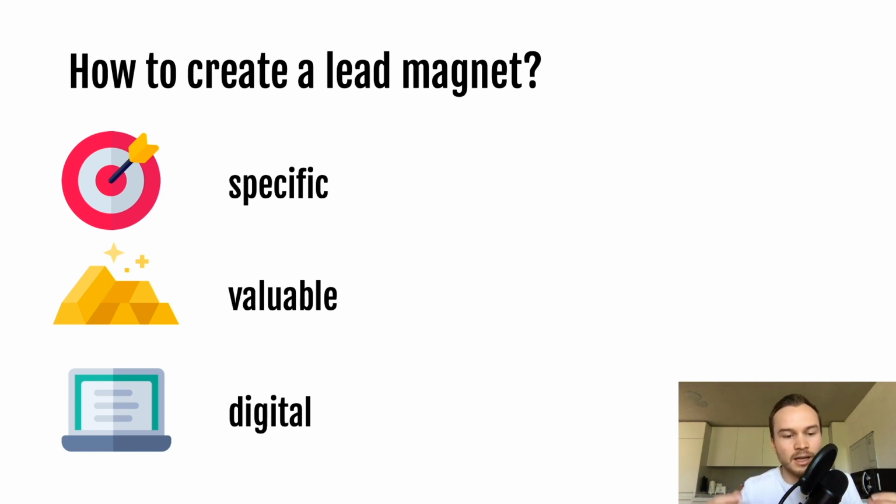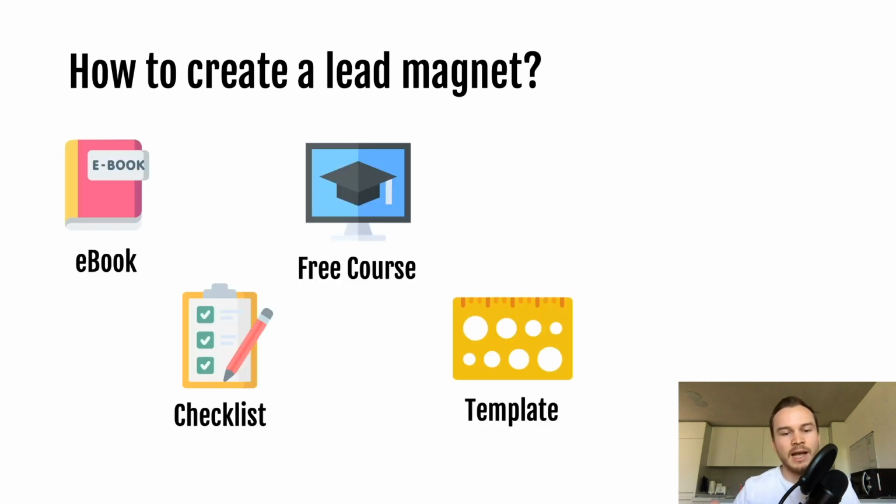Now, the third thing is it needs to be digital. So you need to be able to easily deliver your lead magnet to your audience. Now, let me give you some examples of good lead magnets that you can give away in exchange for somebody's email address. So what I like to give away is an ebook. What also is a great idea is to give away a checklist or a free mini course, maybe an hour long or something, or templates. And templates are good if you have a photography channel and you give away your Lightroom templates that people can use to easily and very quickly edit their photos.